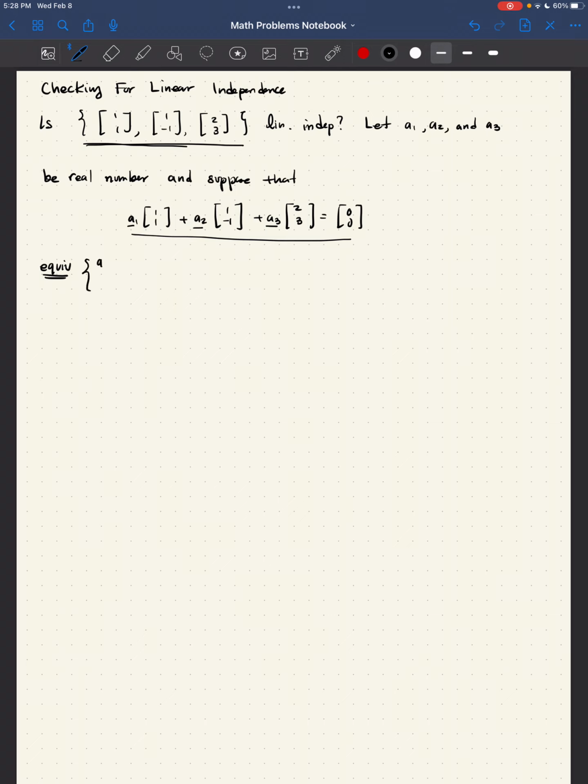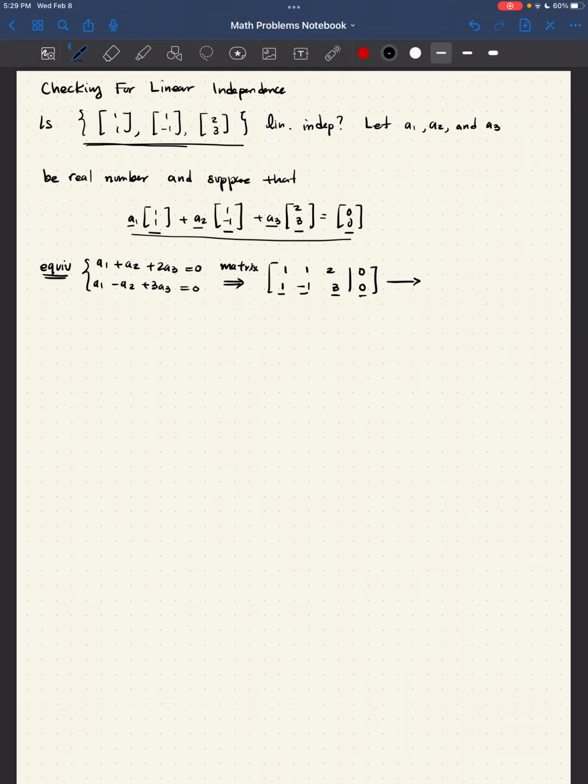Well, this one. A1 plus A2 plus 2A3 is equal to 0. A1 minus A2 plus 3A3 is equal to 0. But now this turns into a matrix form, so that it's now prone to reduction. 1, 1, 2, 0 in the augmented part. 1, negative 1, 3, 0. You see? This one corresponds to that column. This one corresponds to that one. This one to this one. And this one to this one.